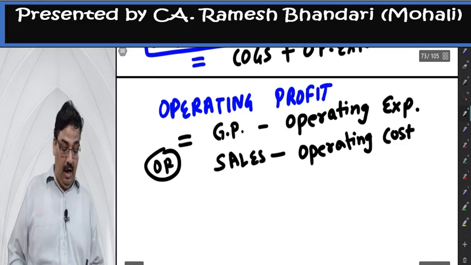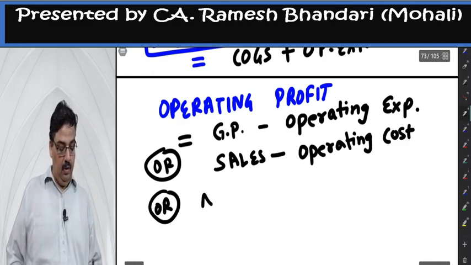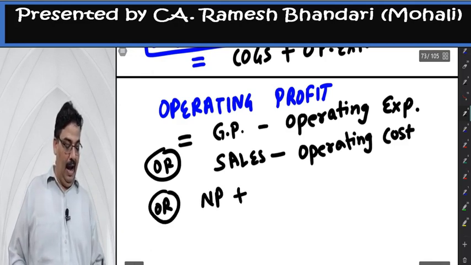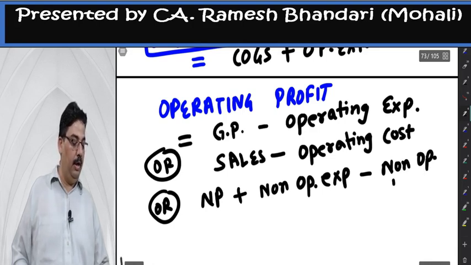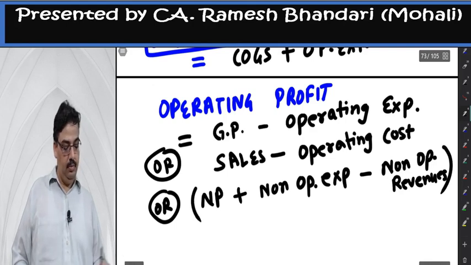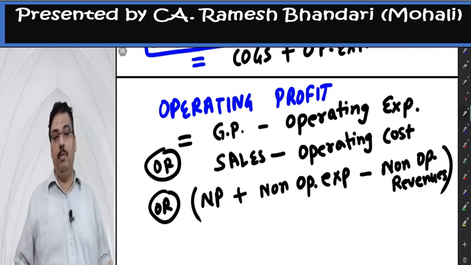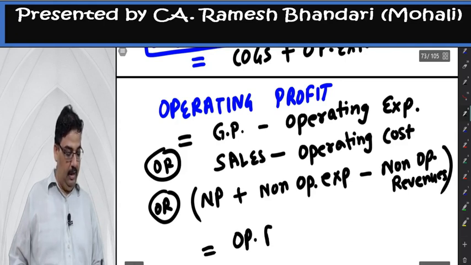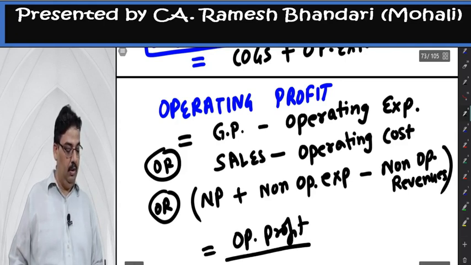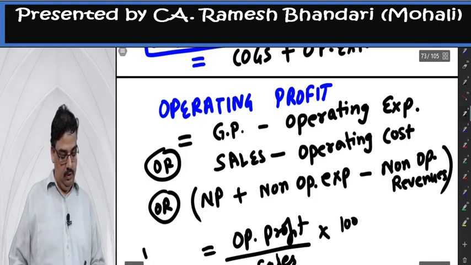If you start from net profit, NP, add back non-operating expense minus non-operating revenues. That is also a correct way of computing operating profit. The formula is simple. Operating profit divided by sales into 100. This is the ratio.